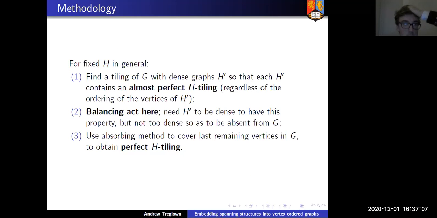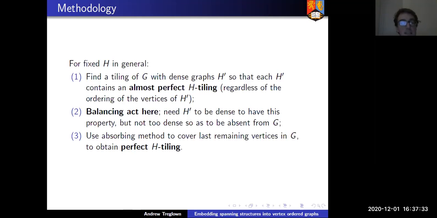So that's the general setup for a general H. The general framework we introduce has this intermediate step of finding these dense graphs H prime that are flexible, in the sense that regardless of how the vertices are ordered in H prime, each of them can find an almost perfect H-tiling. Then you piece them together, and you get an almost perfect H-tiling of the original ordered graph.